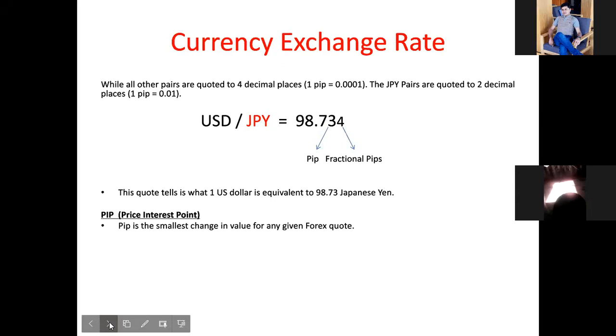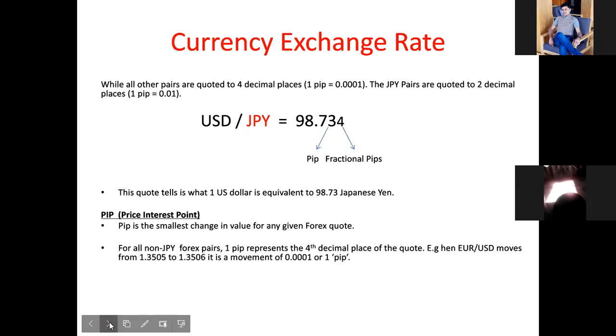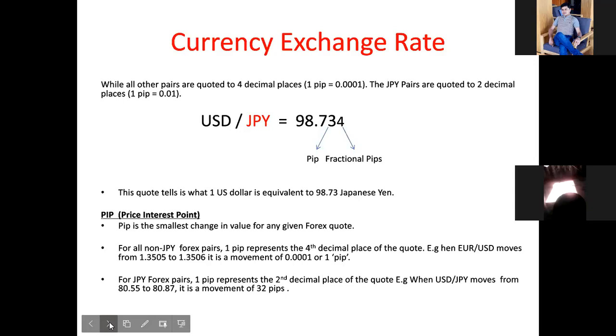For a non-JPY forex pair, 1 pip represents the 4th decimal place of the quote. Example, we have the EUR/USD moving from 1.3505 to 1.3506, which means there is an increase of 1. Okay, so it is a movement of 0.0001 or 1 pip.